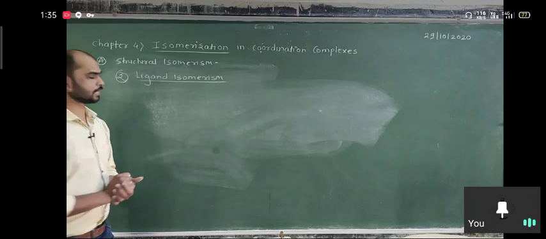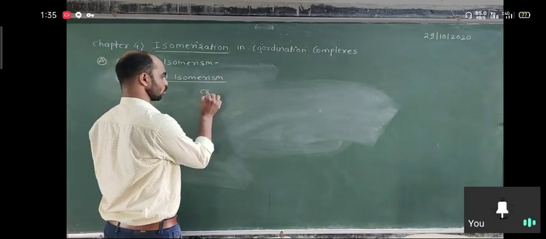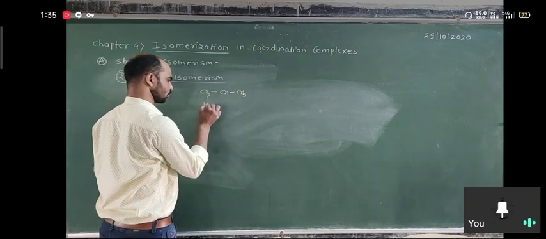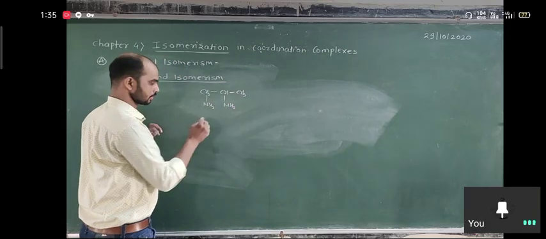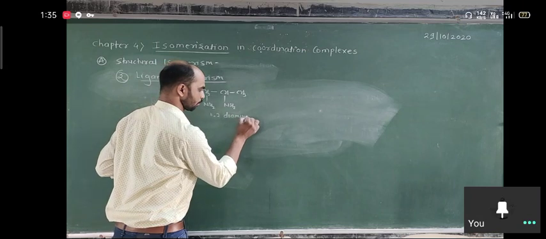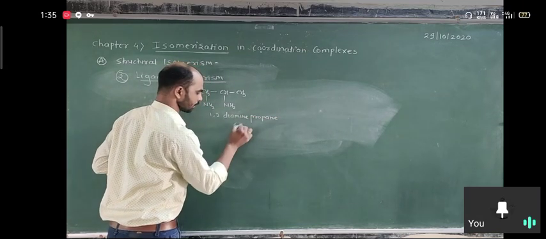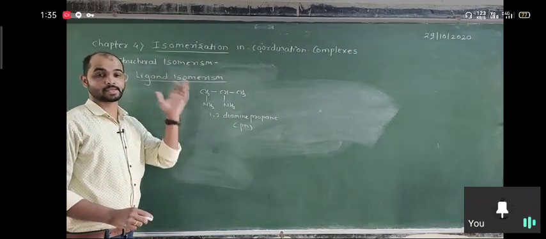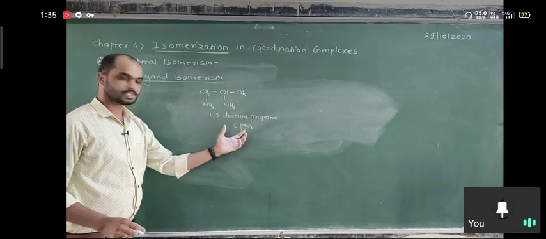For that, the simple example here is consider 1,2-diaminopropane. So CH2, CH, CH3, NH2, NH2. So what is the name of this? This is 1,2-diaminopropane, right? And it is represented in short form as pn. Just like ethylenediamine is en, here 1,2-diaminopropane is pn.